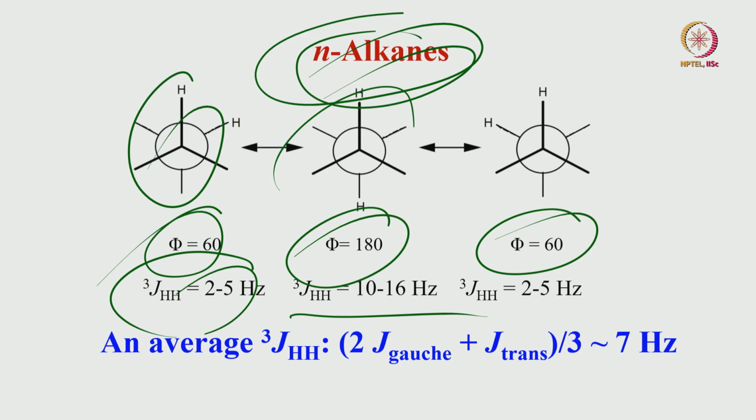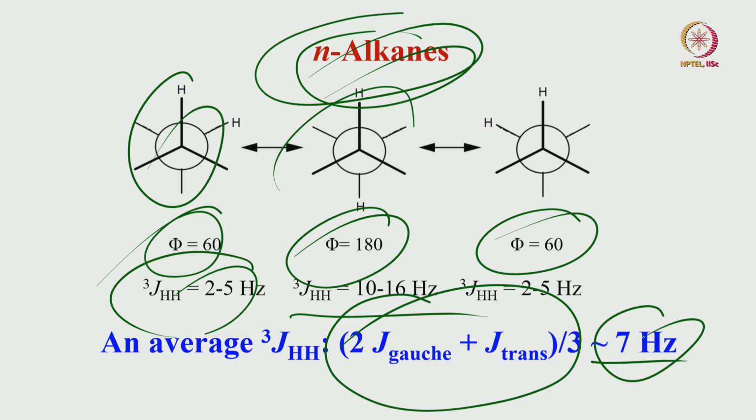So, on an average, three-bond HH coupling is of the order of 7 hertz, because we have gauche and trans couplings to be taken, and then take the average of that, it is 7 hertz. It is an average conformation. If you get a 7 hertz coupling between these when you measure, then the three-bond coupling is 7 hertz, meaning it is the average conformation.